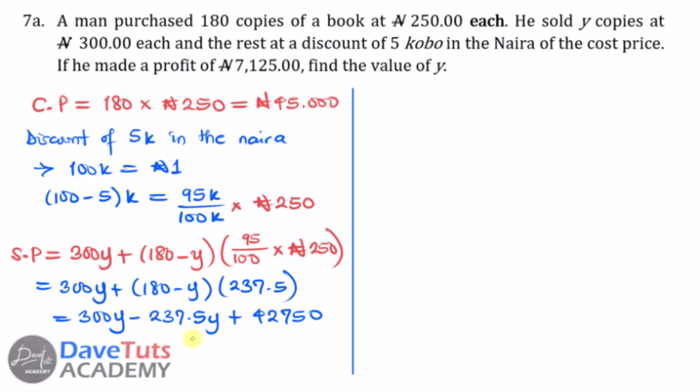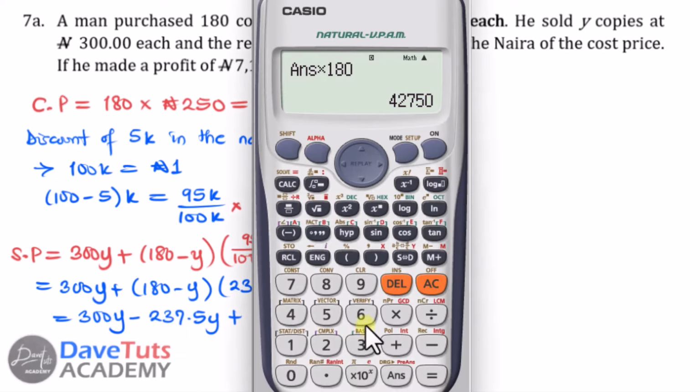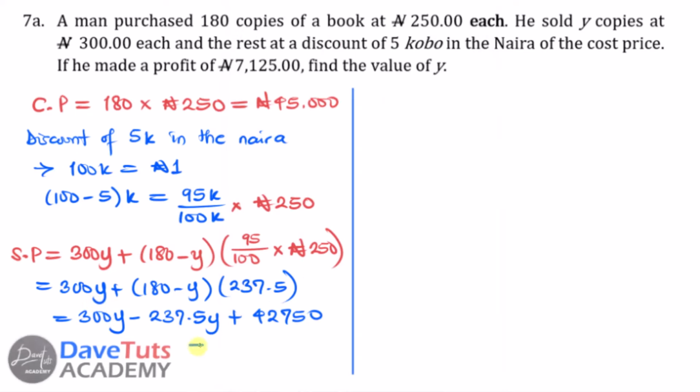Okay, we can say this is going to be nothing but 300 minus 237.5. That's what this is, 62.5. So we can say that the selling price is nothing but 62.5Y plus 42,750. So students, we got this to be our selling price, we have this as our cost price.